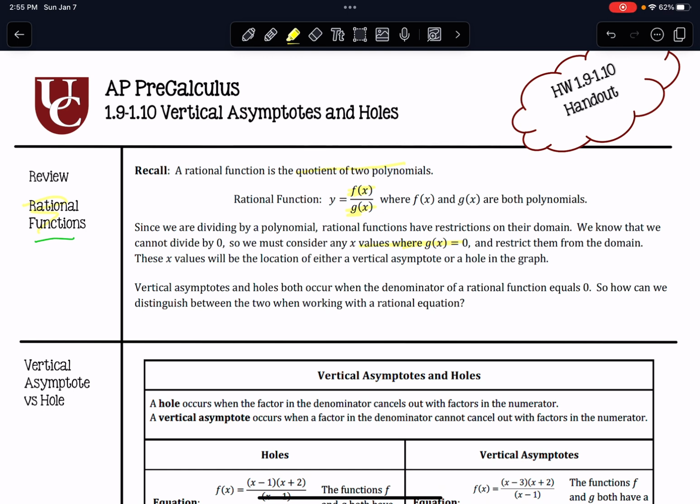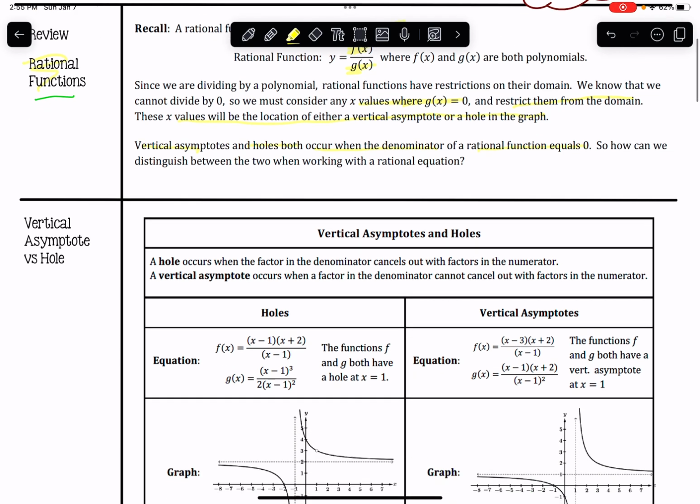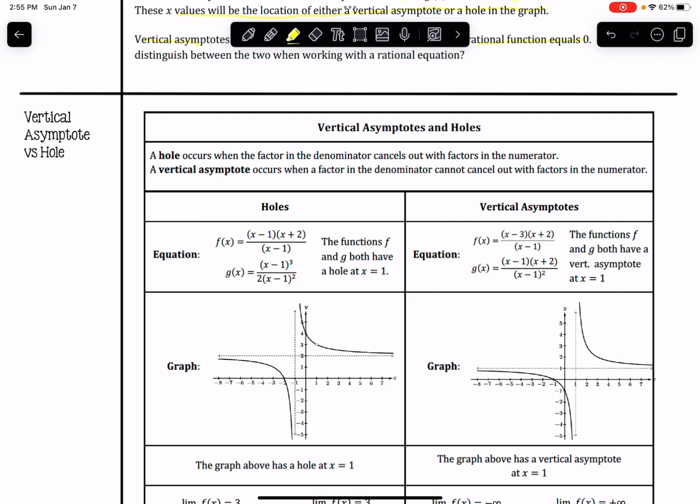because then you would have an undefined function. So we restrict the domain, and where those values are, where the zeros are for that, is either a vertical asymptote or a hole. So that's kind of what we're covering today. The gist is vertical asymptotes and holes occur when the denominator equals 0. So we're going to start talking about the difference.